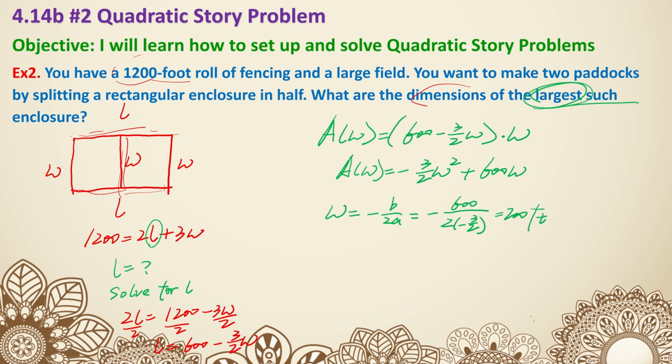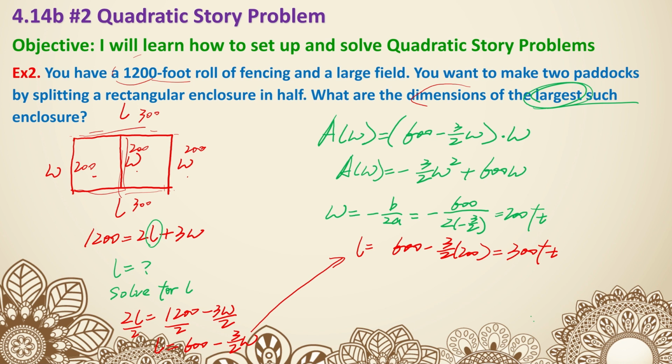Now I can also find my length, which is right here. It's going to be 600 minus 3/2 W. Well, let me actually replace that W with 200. So it's 600 minus 300. The length is going to be 300. If you actually want to check, well, that's going to be 200 here, 200 here, another 200. And the length is actually 300. So in total, the width together is 600. The length together is also 600. So altogether, that is 1,200 foot of fencing. Okay. And lastly, we can actually find the maximized area if the question asks you for it.